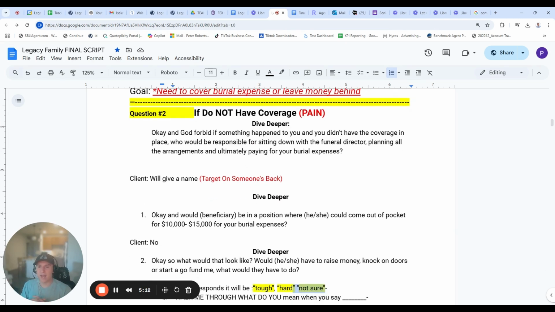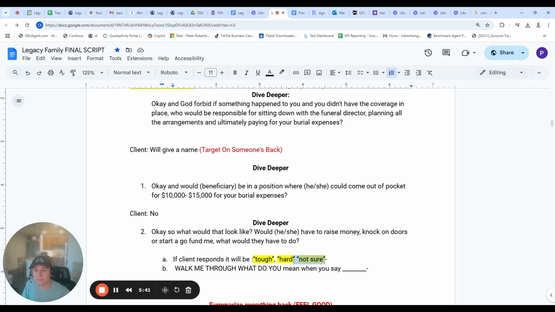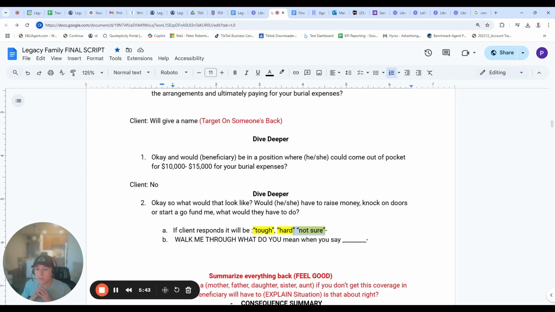God forbid if something were to happen to you, Miss Betty, and you didn't have this coverage in place. I mean, who would it be that would be responsible for sitting down with the funeral director, planning all the arrangements, and ultimately paying for all your burial expenses? Who would that fall on? Oh, your son? Oh my gosh, your son Jimmy, it'd fall on him. And wow, would your son Jimmy be in a position where he could come out of pocket $10,000 or $15,000 for your burial expenses? Oh no, he couldn't. Wow.